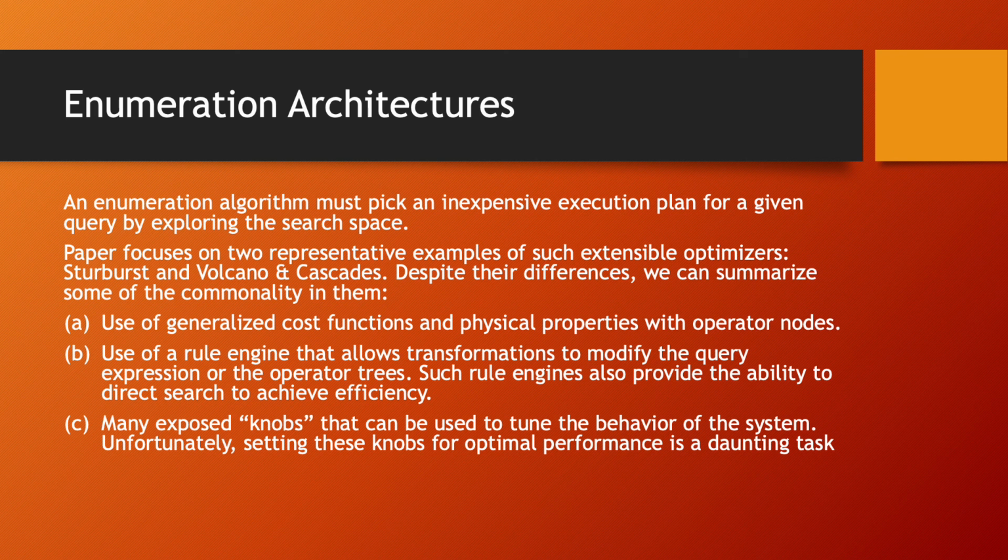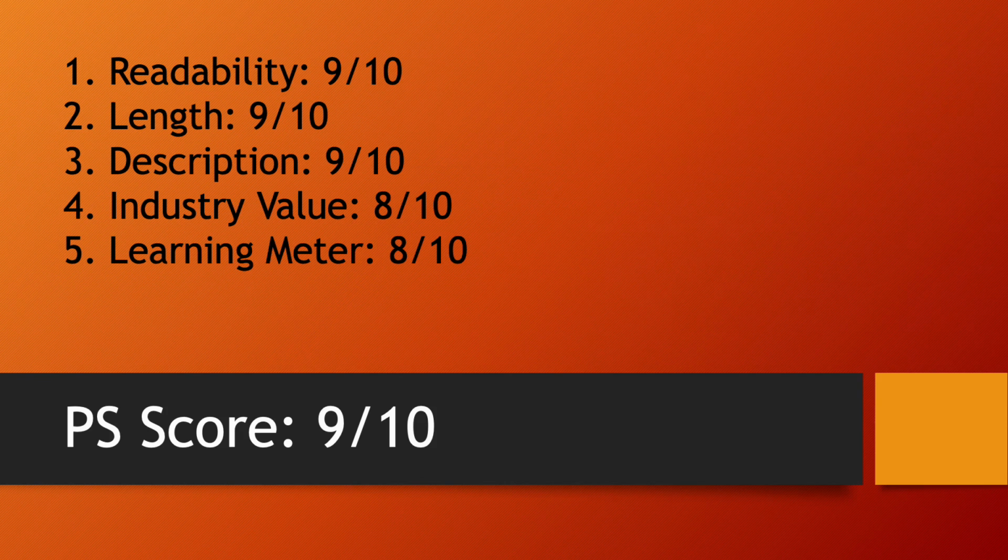Use of generalized cost functions and physical properties with operator nodes. Use of a rule engine that allows transformations to modify the query expression or the operator trees. Such rule engines also provide the ability to direct search to achieve efficiency. Many exposed knobs that can be used to tune the behavior of the system. Unfortunately, setting these knobs for optimal performance is a daunting task.